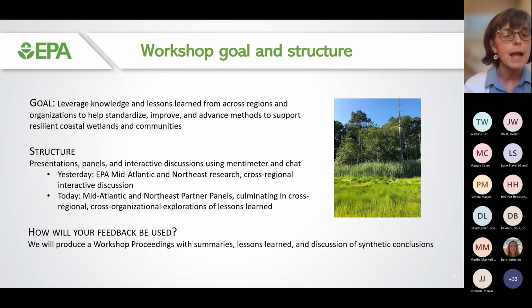And I know some people have been asking how we'll use the feedback and the content of all these presentations that have been given over the course of the workshop. And we're planning to create a workshop proceedings that will be shared with everyone. And in that proceedings, we'll try to summarize the talks, lessons learned, and really try to pull together what we learned in that interactive discussion portion of the workshop.